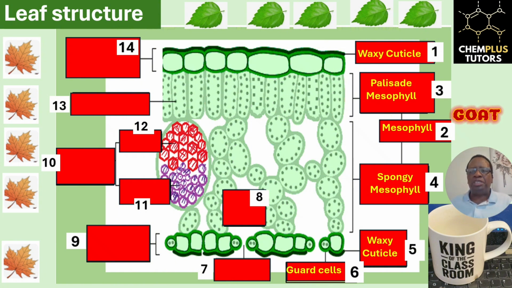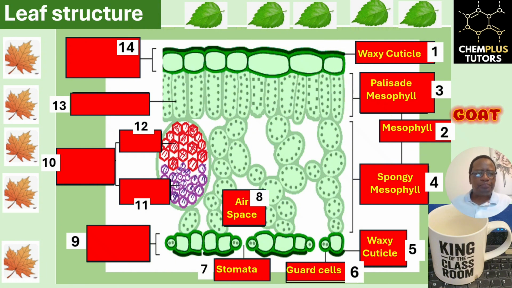We will go into the details of the purpose of that opening. But what is number 7? I am talking about this opening here. It's called the stomata. And what do we call all these air spaces we've looked at? Number 8, therefore, stands for air spaces.